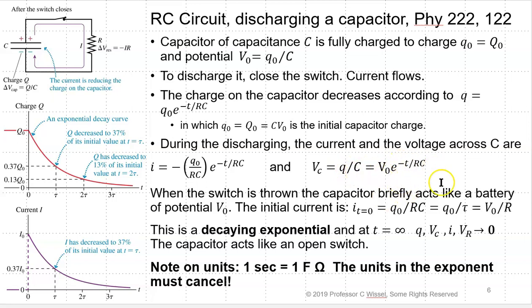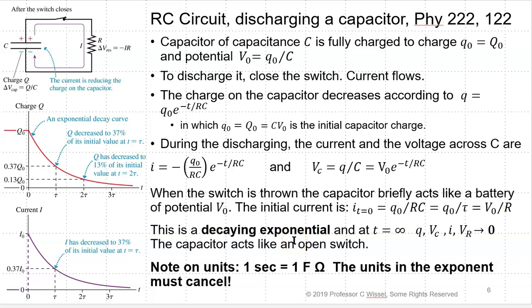minus t over RC. When the switch is thrown, the capacitor briefly acts like a battery of potential V naught. The initial current is I at t equals 0, Q naught over RC, or Q naught over tau, or V naught over R. So in other words, it's limited by the resistance in the circuit.